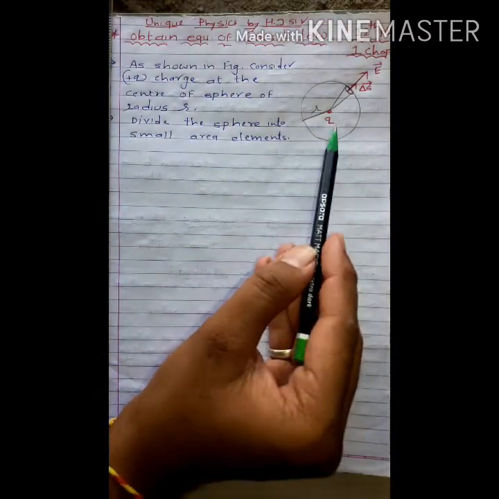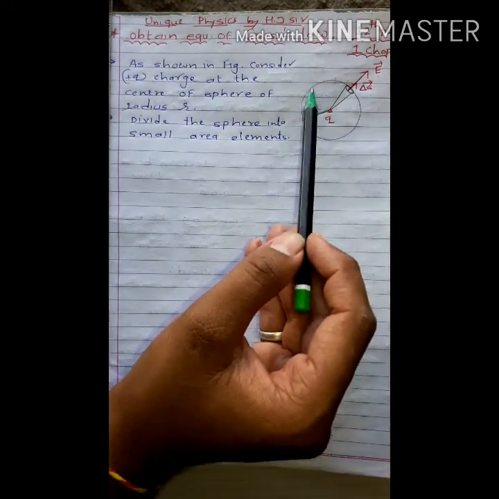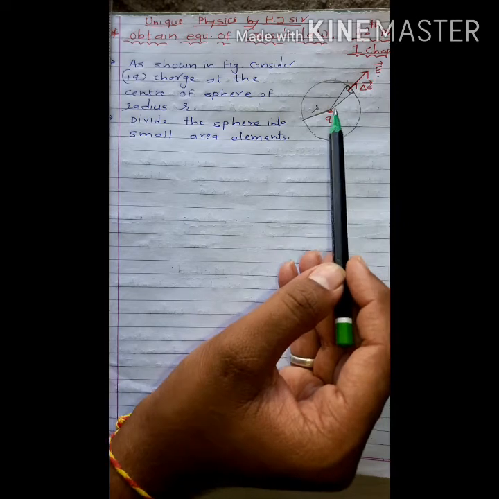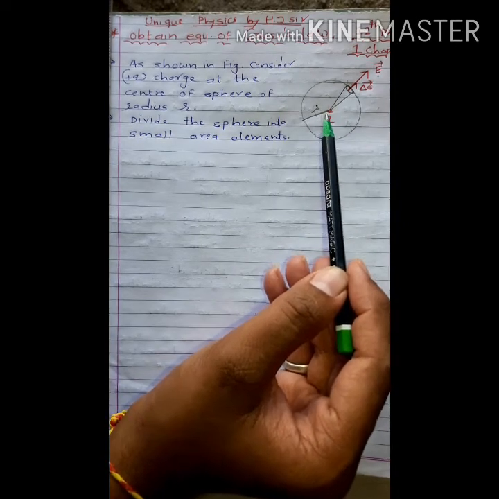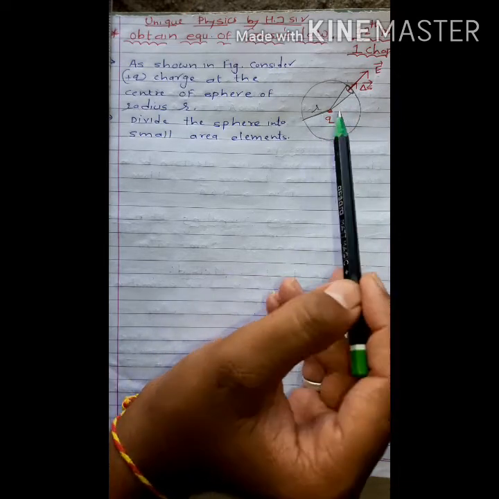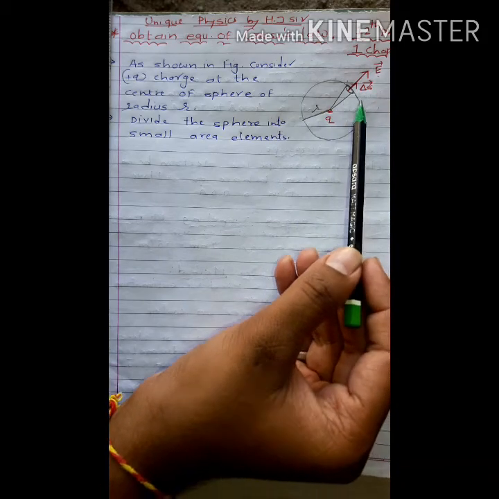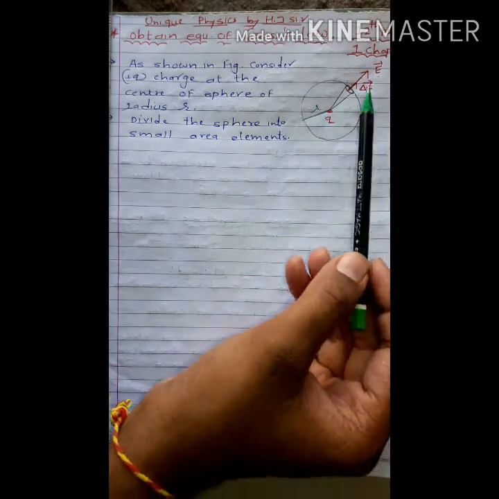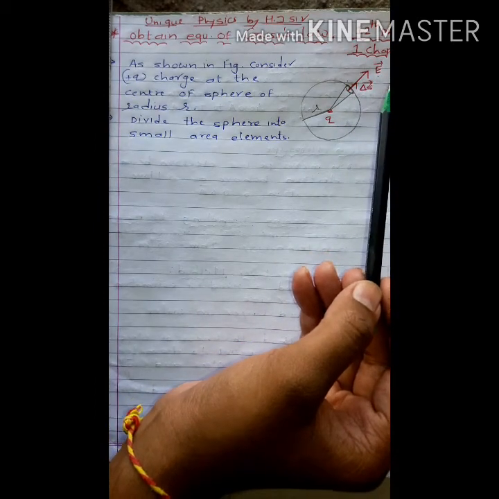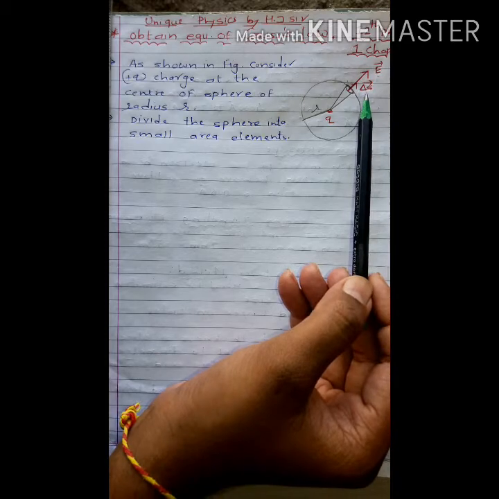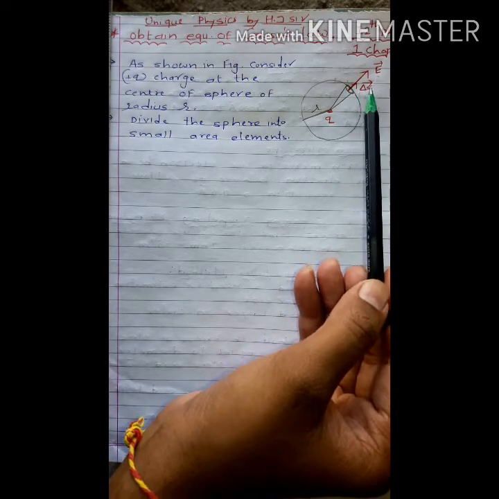This is the figure of this question. First of all, we consider a conducting sphere, and at the center of the sphere we consider a small q charge. This is our positive charge, so the electric field vectors are radially outward. Now we divide the sphere into small area elements. Here we have one such area element, denoted by delta S. Area element is a vector quantity, that's why we use the symbol vector delta S.